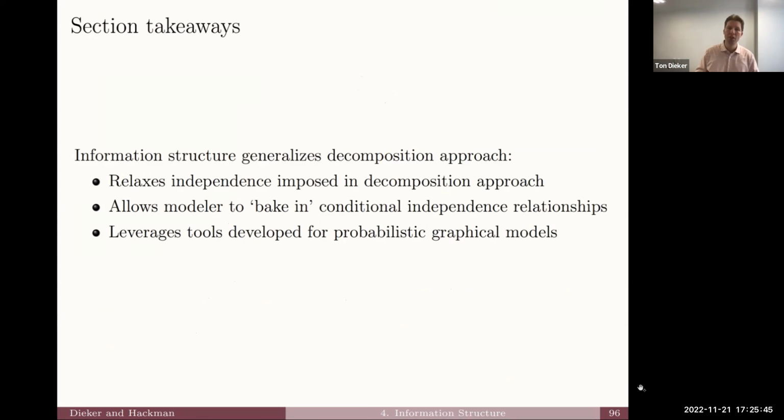Okay, so this section was about a graphical way to model in the context of a QPLEX model, which allows you to basically model specific dependencies or independencies that you want in your model.